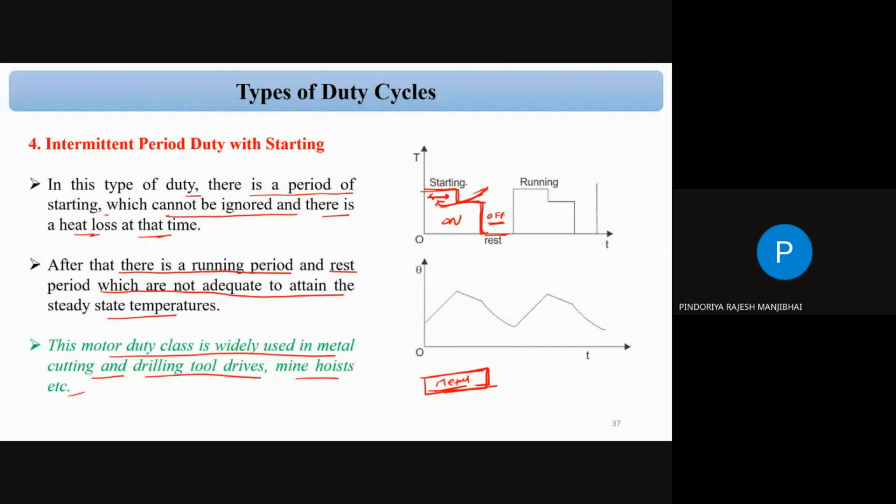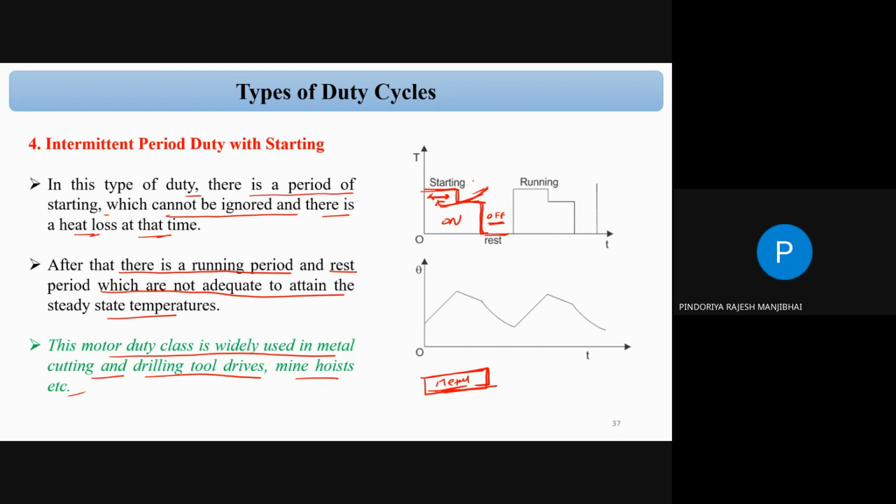So this one is starting, correct? So in starting, it draws high current, therefore torque is high, and after in running condition, torque is lower, current is also lower, so heating is lower in that case. And again, the machine is turned off, and the cycle is repeated. I think it is that way, sir.